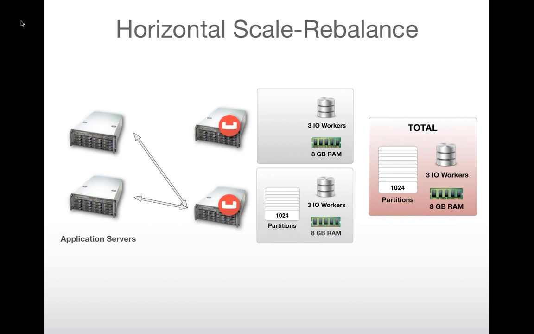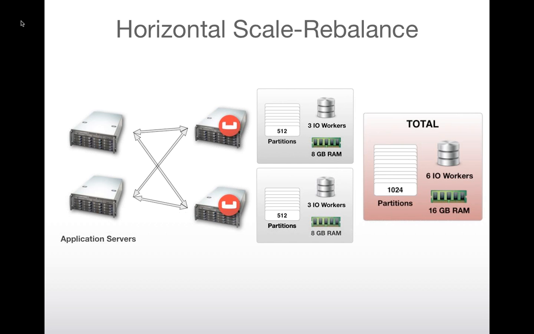So let's show a little bit about how a horizontal scale rebalance works. In this case, I have two application servers connected to one Couchbase node. I have 1024 partitions on that, a total of 1024 partitions. I also have it configured with 8 gigs of RAM and 3 I/O workers. When I do a rebalance operation, I add another server to the Couchbase cluster. It moves half of the partitions over to the new machine.